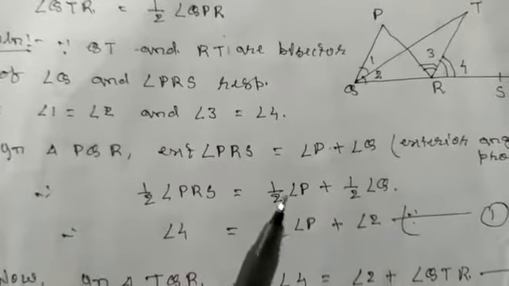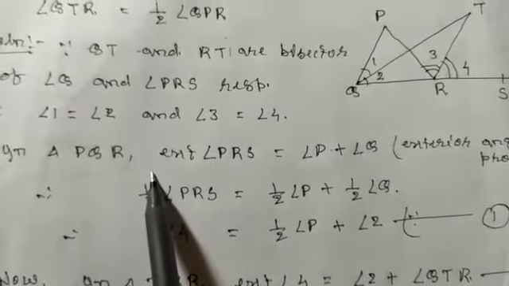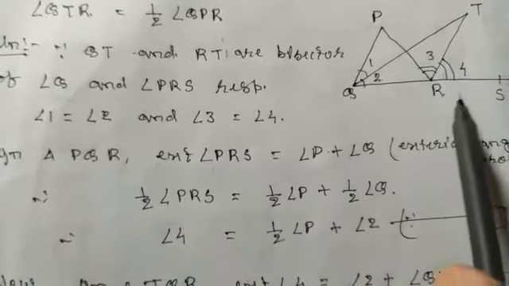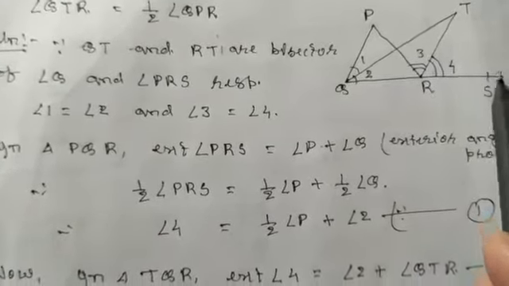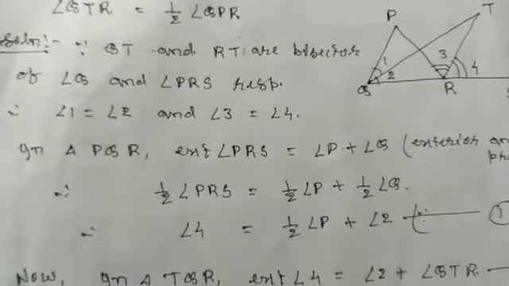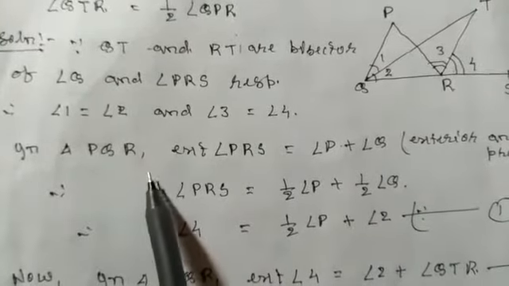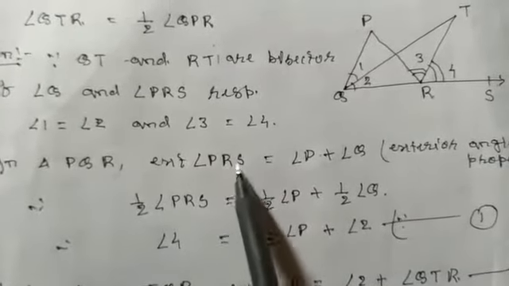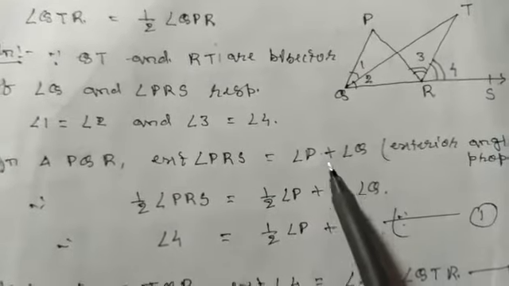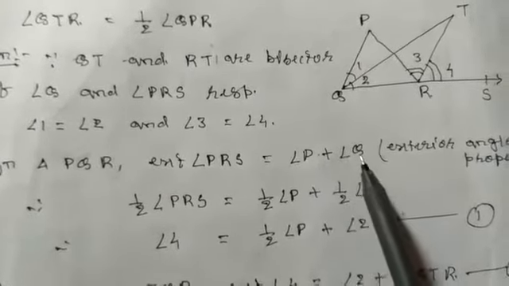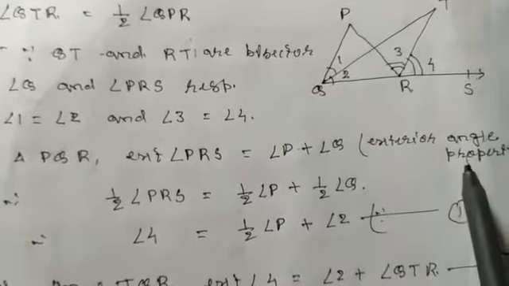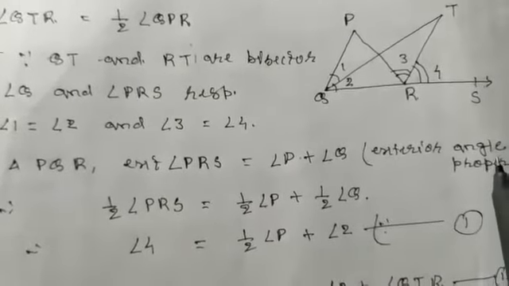Now in triangle PQR, when one side of this triangle, QR, is produced up to S, then exterior angle PRS is formed. So in triangle PQR, exterior angle PRS equals angle P plus angle Q, which is from the exterior angle property.